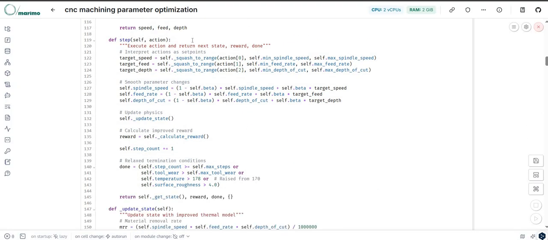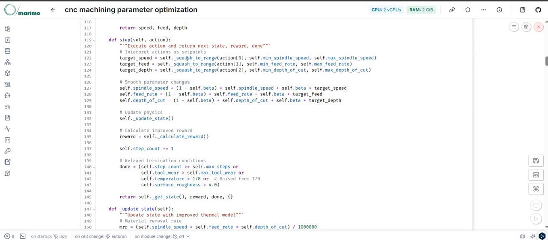That is okay, and here we come to the step function. This is the main loop of the environment. When an action is received, it first converts it into actual machine set points using squash to range. Then, instead of jumping directly to those set points, it applies some smoothing with the beta factor. For example, the new spindle speed is calculated as 0.8 times the current spindle speed plus 0.2 times the target spindle speed. And the same applies for feed rate and depth of cut. This prevents unrealistic jumps in machine parameters.